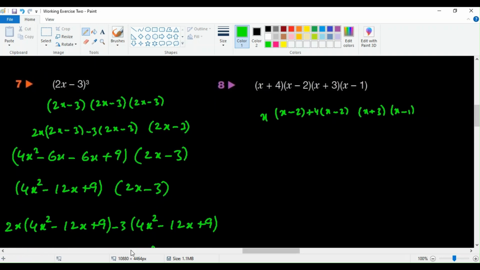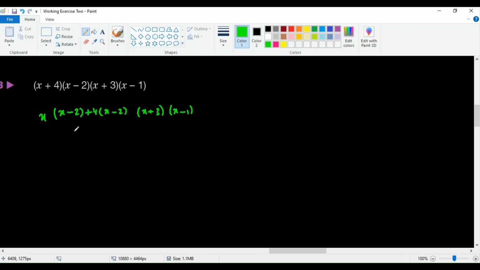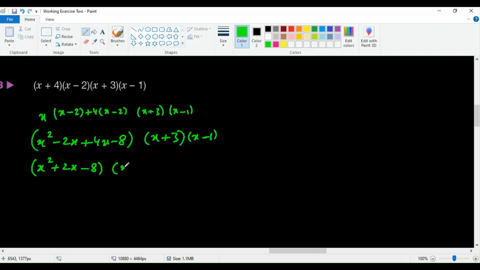Now comes the last question, which is question number 8. Here I know that I have written x minus 2 two different times and multiplying by x plus 4. So first one is going to give us x square minus 2x plus 4x, and plus minus is a minus 8. This comes in first bracket, and x plus 3 and x minus 1 comes later in action. Simplifying this gives us x square plus 2x minus 8.